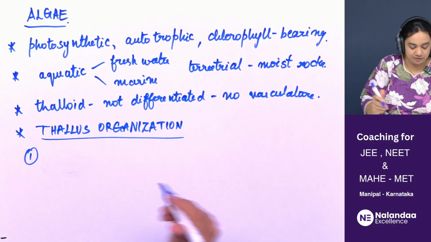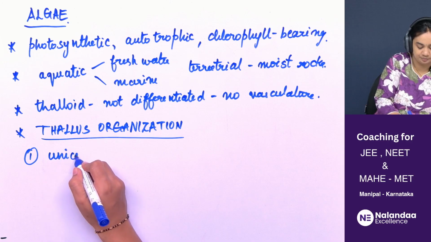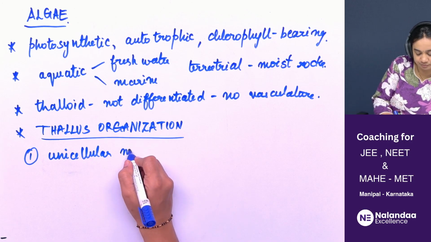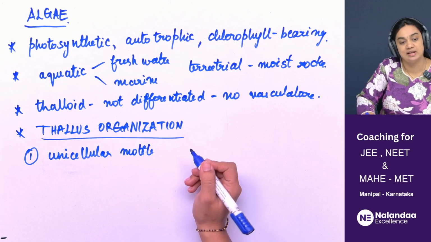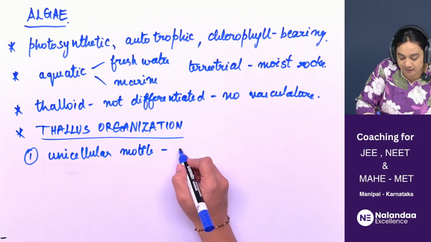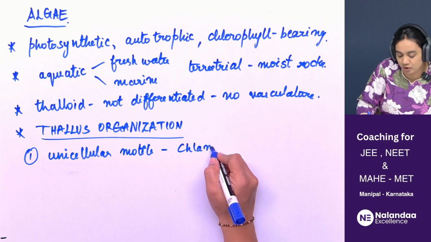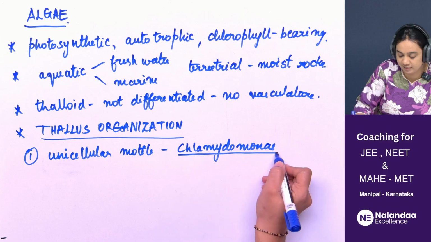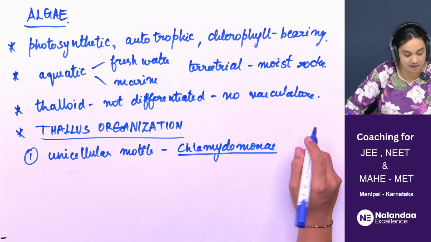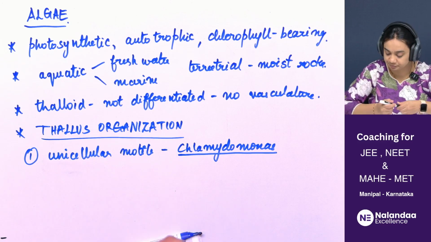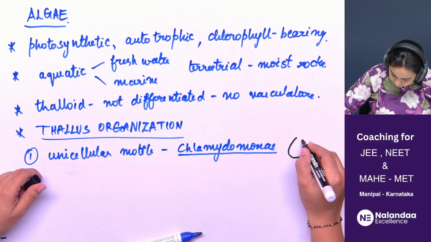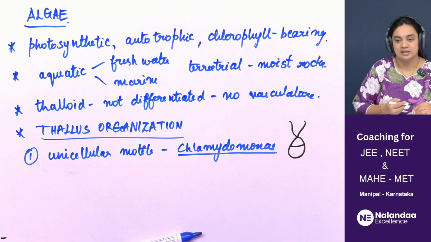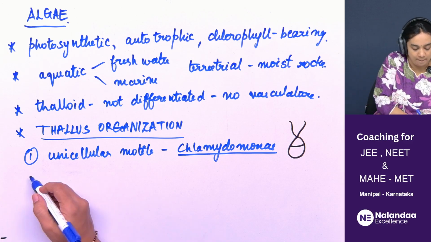So we do know unicellular algae, right? Can you give me an example for a unicellular alga? Let me write unicellular and motile. Example, Chlamydomonas. So this is quite important. Unicellular and motile alga, Chlamydomonas, and it looks something like this. One single cell with two flagellae. This is Chlamydomonas, unicellular motile.